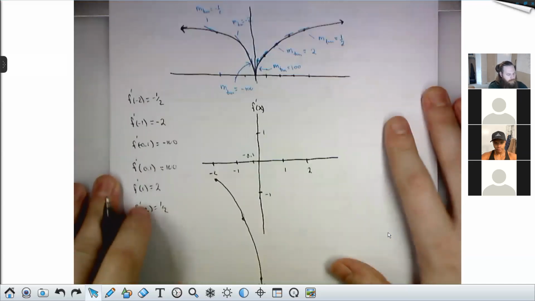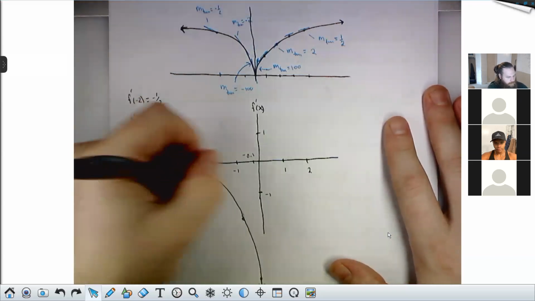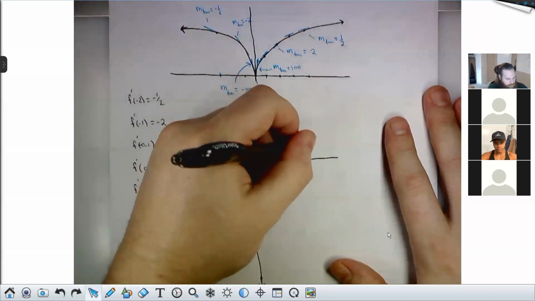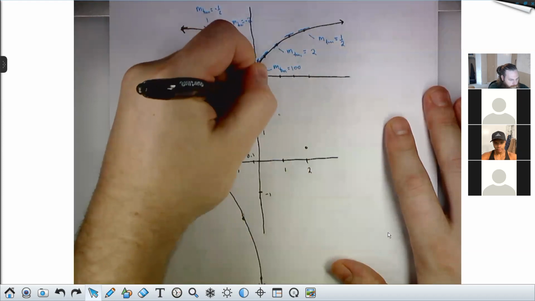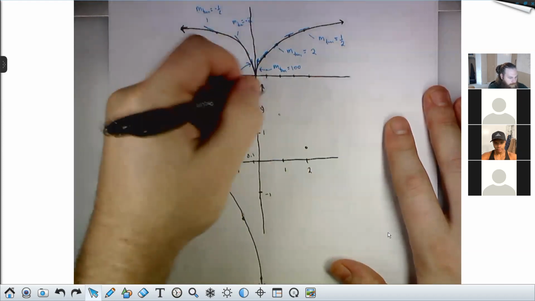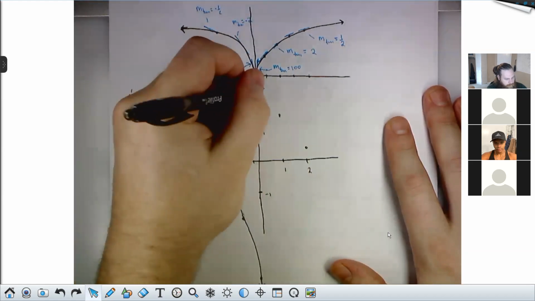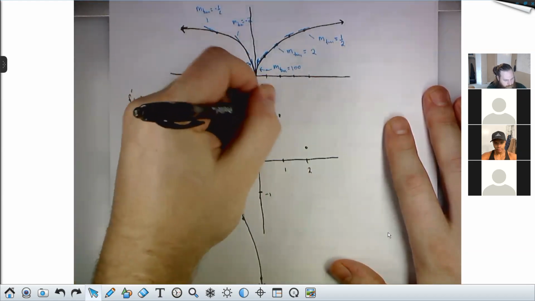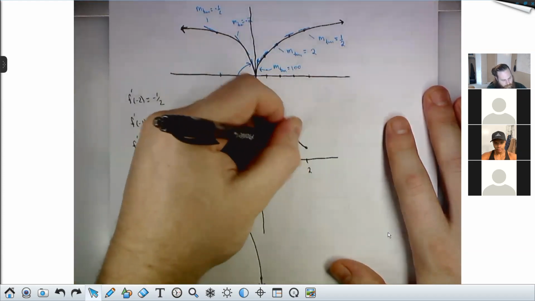And over here on the other side, I've got something similar going on. F primed of 2 was like 1/2. F primed of 1 was 2. And F primed of 0.1 was like way up there at like 100. So we were doing something like this.